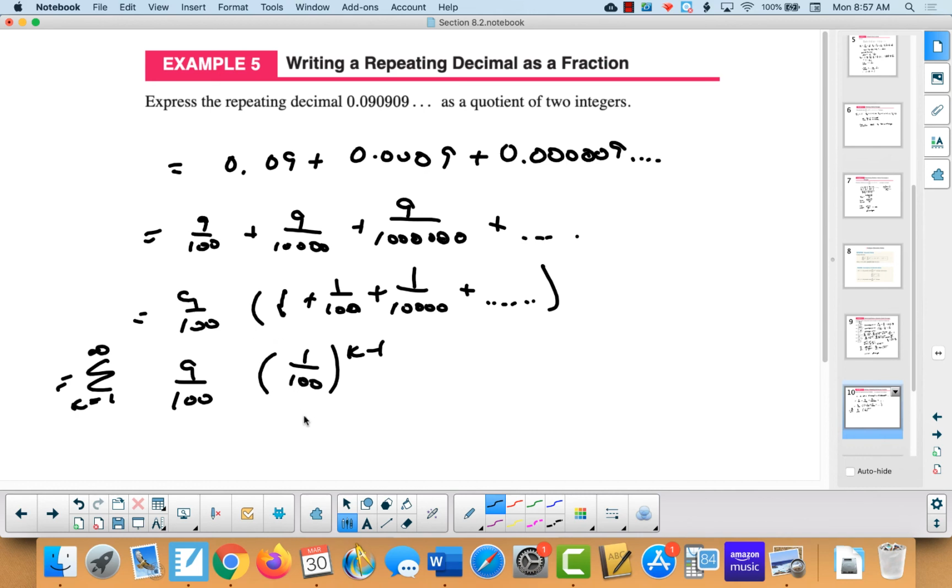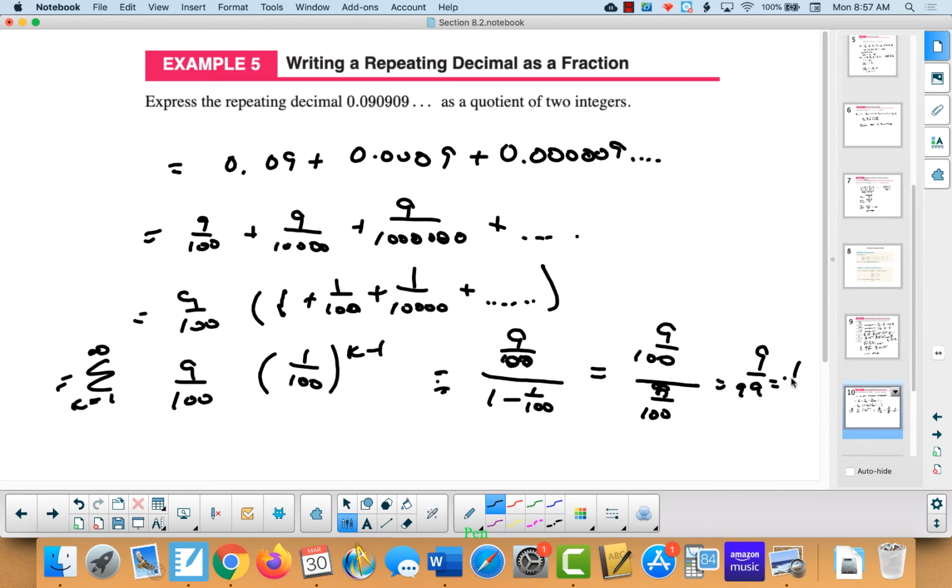This converges because that's 1 over 100. So r is 1 over 100, a is 9 over 100. So we have a over 1 minus r. This is 99 over 100. So that's 9 over 99, or 1/11. So now we know that 1/11 is exactly the same as this repeating decimal here.